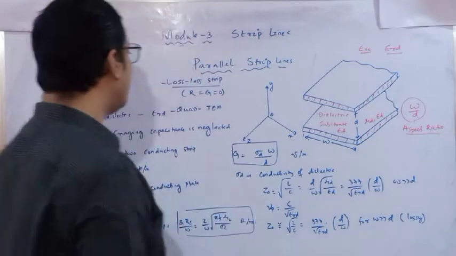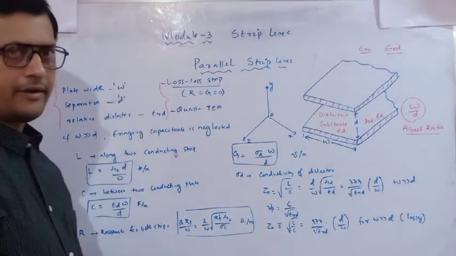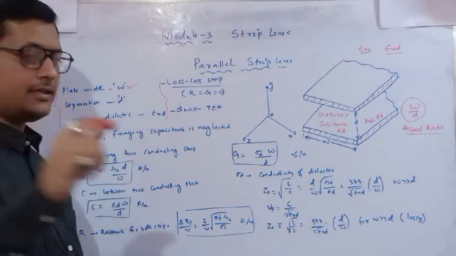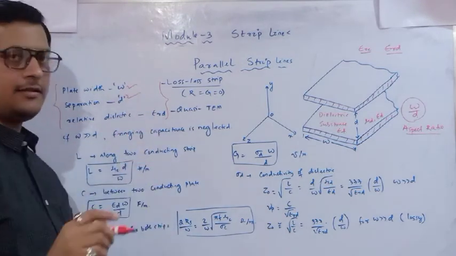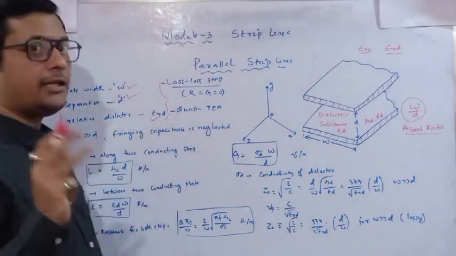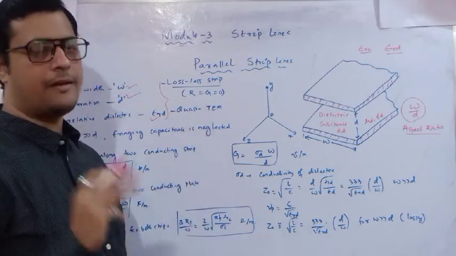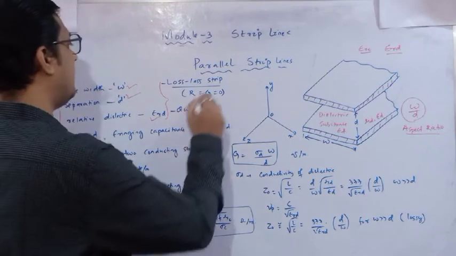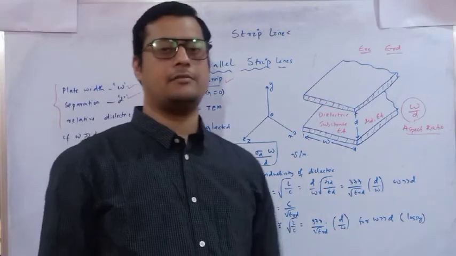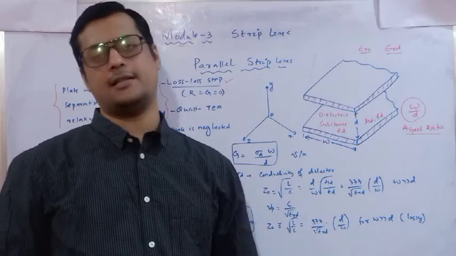Let's see. Here there are three basic things we have to identify first. One, the width of the strip, that is w. Second, the separation of the strip, that is small d. And third, the relative dielectric constant, that is epsilon rd. These are the three basic components while designing parallel plate lines, or parallel strip lines you can say. Depending upon the medium we can judge which type of line it is. If it is a lossy line, what will happen? If it is a lossless line, what will happen?